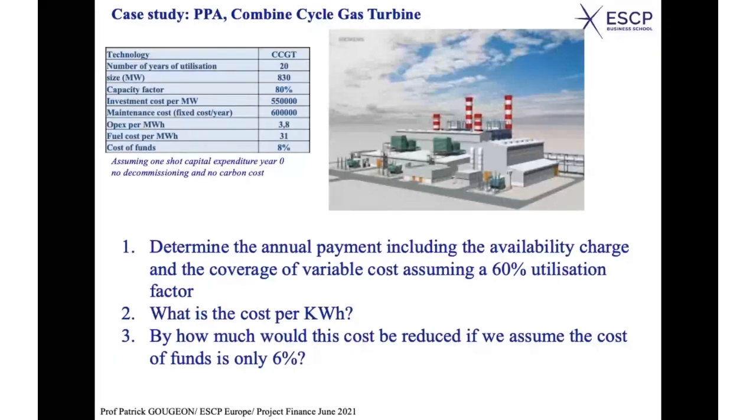and we start producing immediately after. So determine the annual payment, including the availability charge and the coverage of variable cost, assuming a 60% utilization factor. In other words, we're assuming here that even though you could use your plant 80% of the time, you estimate that the demand will correspond to 60% of the time used. What is the cost per kilowatt hour in this case, and by how much would this cost be reduced if we assume the cost of funds is only 6%?